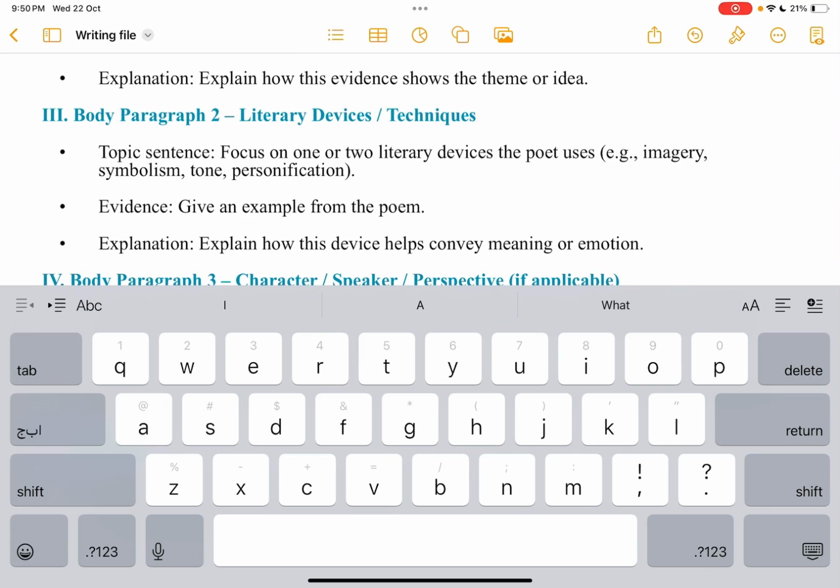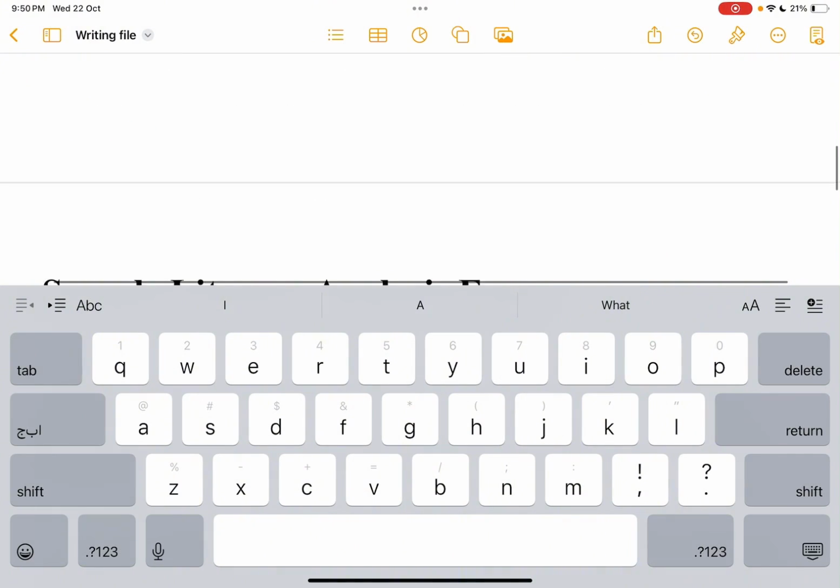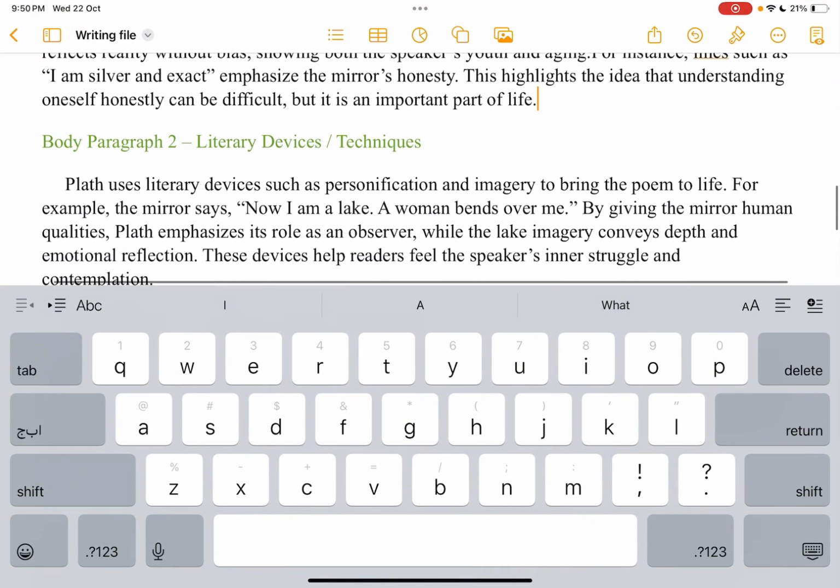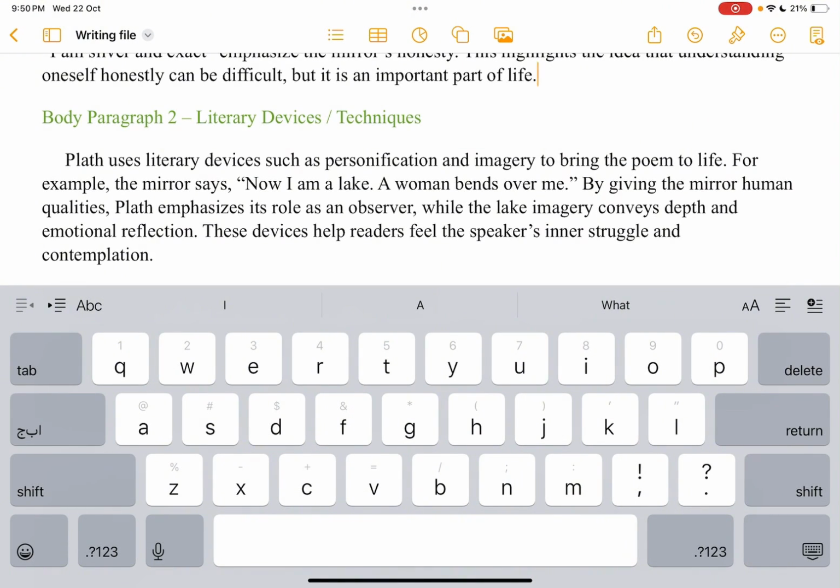Just pull the phrase or the line and then explain how this device helps convey meaning and emotion. If you're going to choose a simile, okay, what role does the simile play in the poem? Does it give depth? Does it give comparison like this? So let us look at body paragraph number 2. What did I write? Plath uses literary devices such as personification and imagery to bring the poem to life.